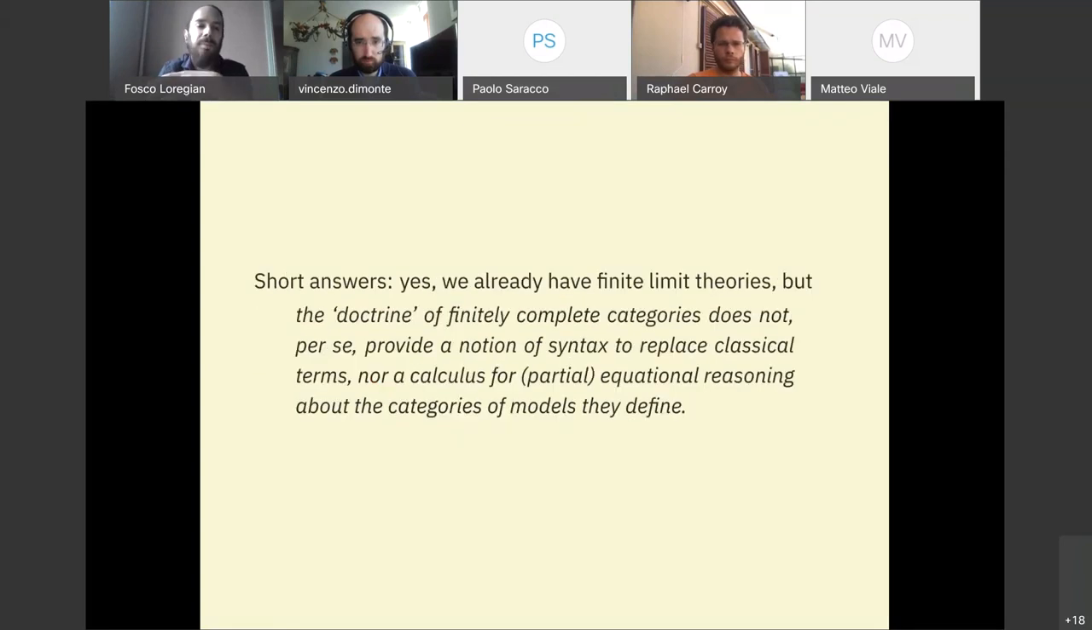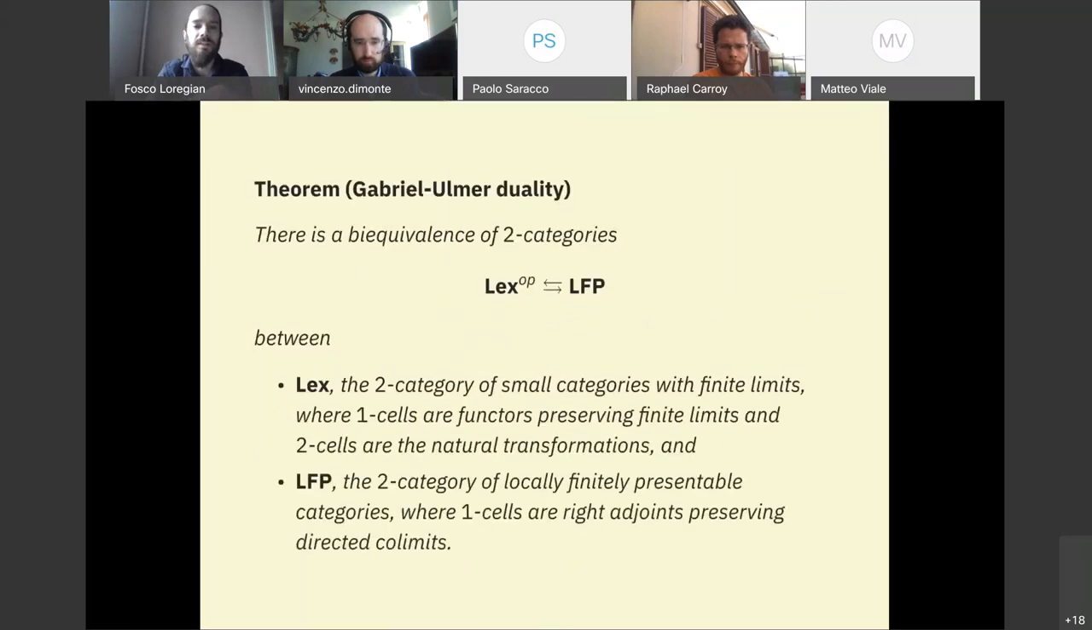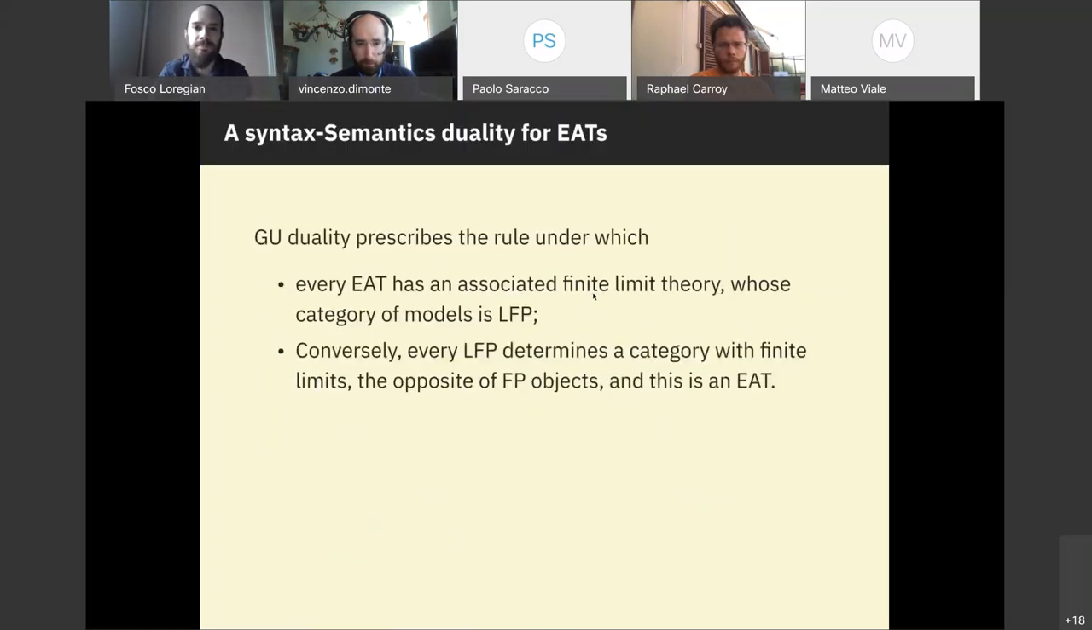But the problem is that this is not really Lawvere style, and quoting from the paper, we have a doctrine of finitely complete categories, but this does not provide a real notion of syntax to replace the terms you want to work with if you want to operate with partially defined functions and operations. So the answer is we can fix this problem and really provide an analog for a Lawvere-style approach to essential algebraic theories while rediscovering the equivalence between essential algebraic theories and locally finitely presentable categories that exploits Gabriel-Ulmer duality.